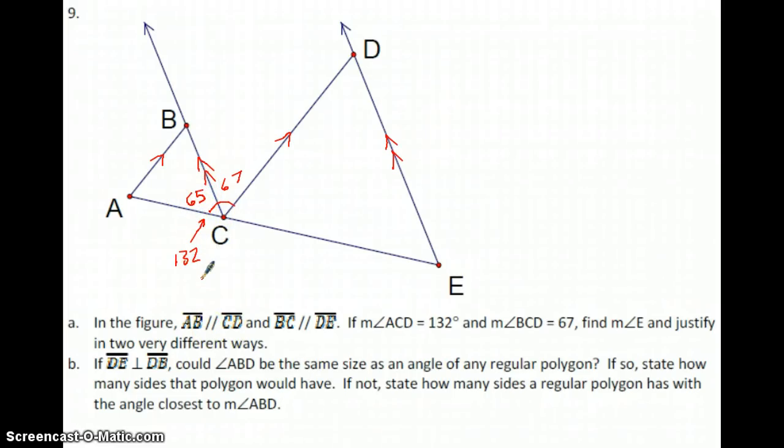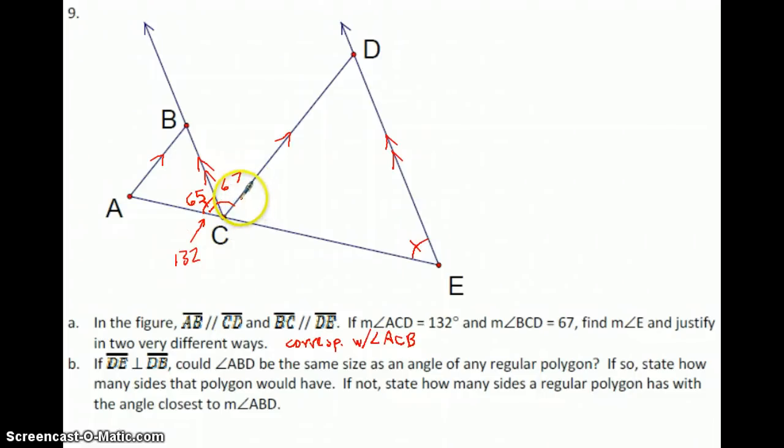Yeah, 65 and 67 is what they're doing. Find E and justify in two very different ways. Well, I just used sort of angle subtraction here, like the fact that these two were stuck together, found out that the 65 was here. I know that 65 is corresponding with E. So I could say corresponding with angle ACB. That's one way to do it. Another way to do it is with the transversals and the parallels and everything I have here.